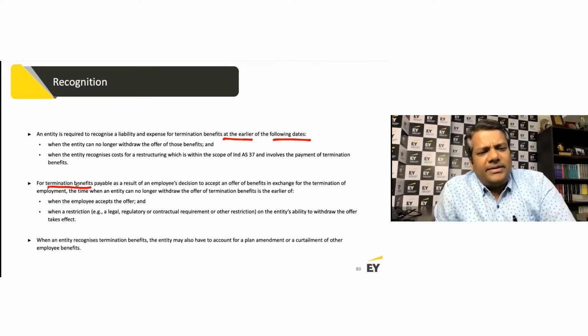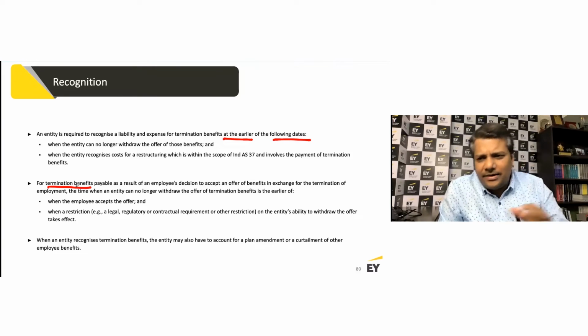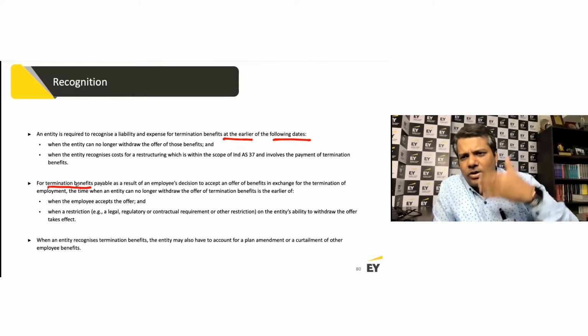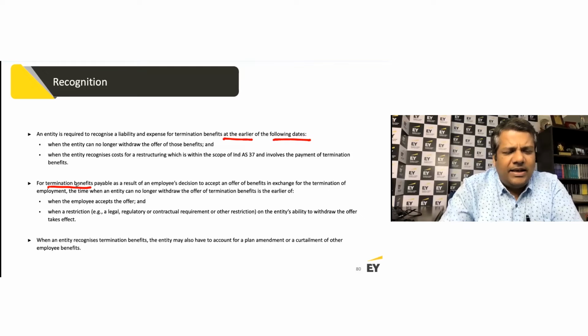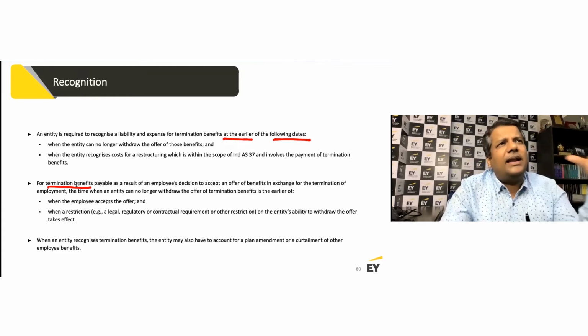Now, when an entity recognizes the termination benefit, the entity may also have to account for a plan amendment or a curtailment, if there are associated plans which are getting impacted. Plan amendment or curtailment, and in a way other employee benefits, may get impacted. So that's the recognition part at the earlier of. In a way, I now can't go back.